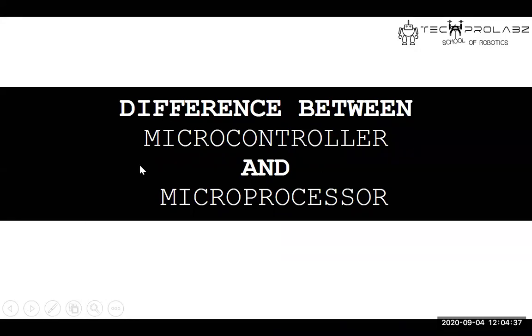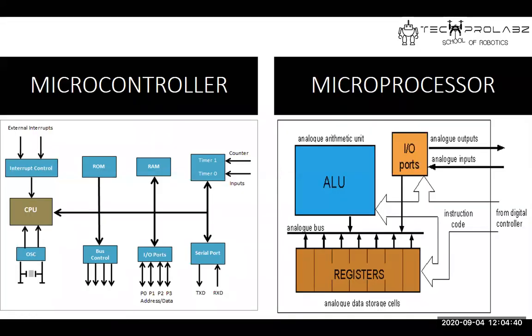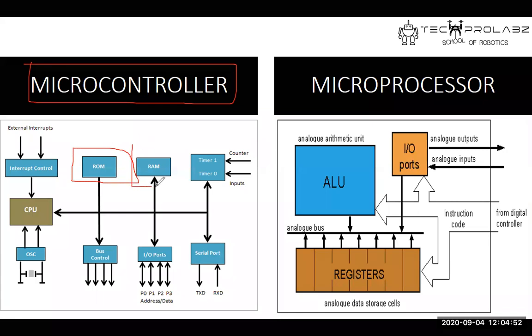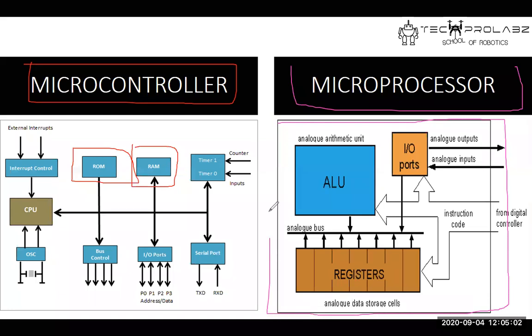What was the difference between these two, right? So microcontroller and microprocessor. I have told you about the internal block diagram of microprocessor and microcontroller. A microcontroller has a ROM and a RAM, right? But if we talk about the microprocessor, this is the internal block structure of the microprocessor, and we cannot see any RAM or ROM here, right? Can you see RAM or ROM in this box? There is no RAM or ROM.